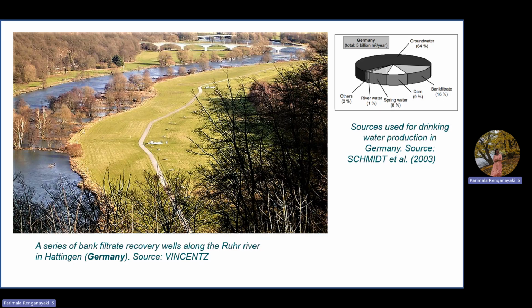You have a river and a series of bank filtrate recovery wells along the river in Germany. These are the bank filtration wells. The river water will pass through the aquifer and during the passage, as I said, filtration, absorption, mechanical filtration, physical filtration, biological treatment, everything will take place through this aquifer system and we get fresh water. If required, it can be chlorinated. We have to check the water after we pump it out, then it can be used for water supply.